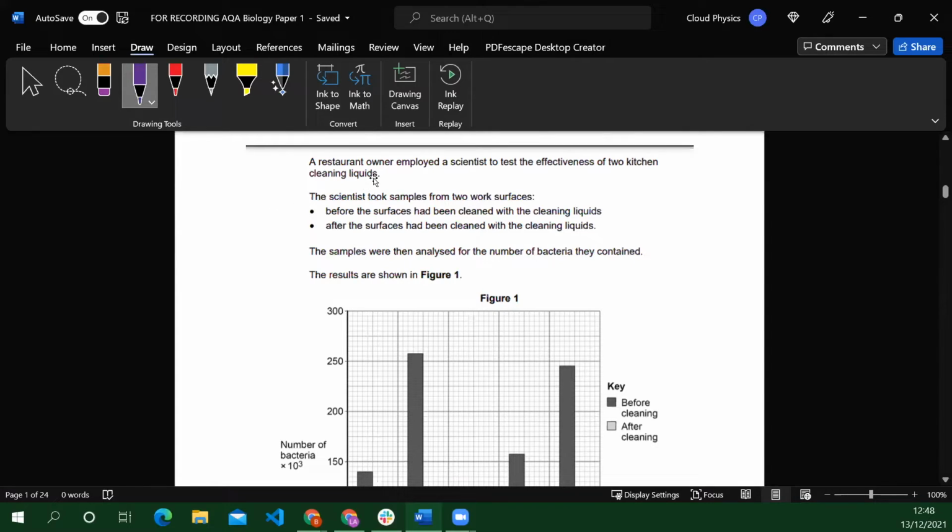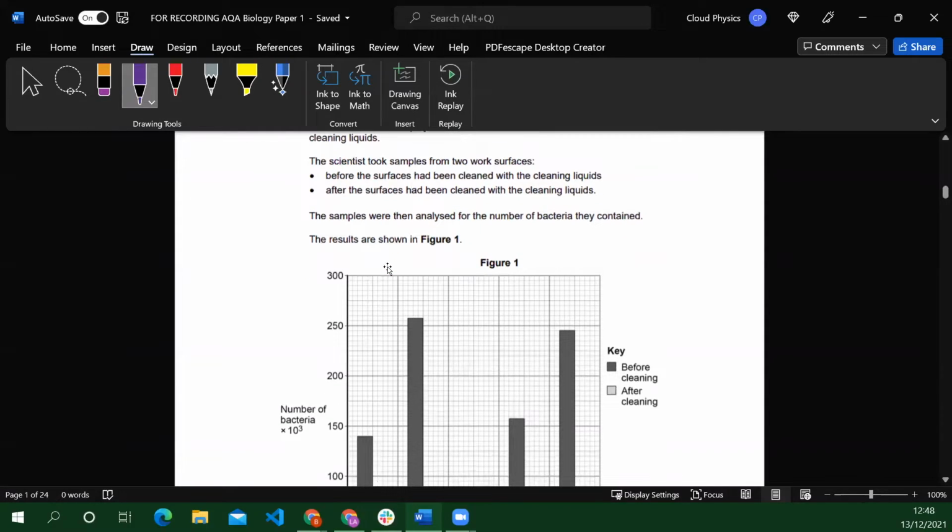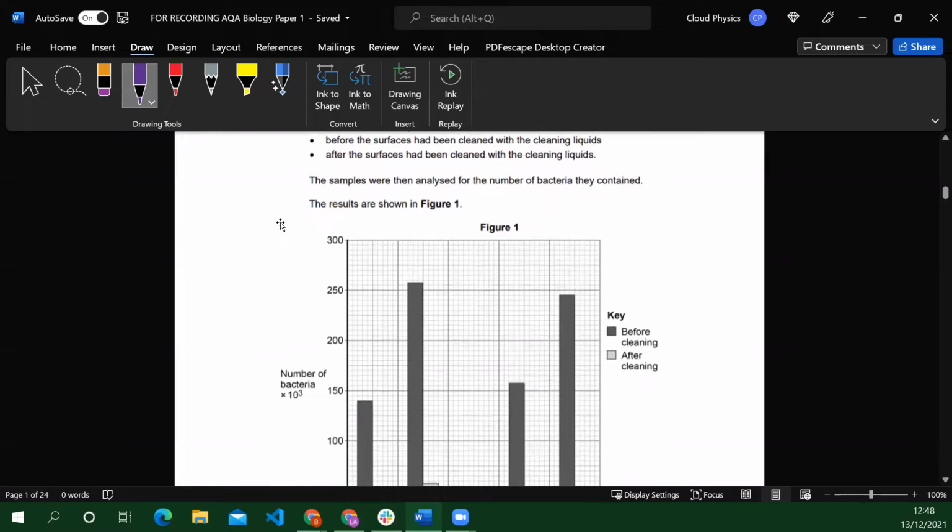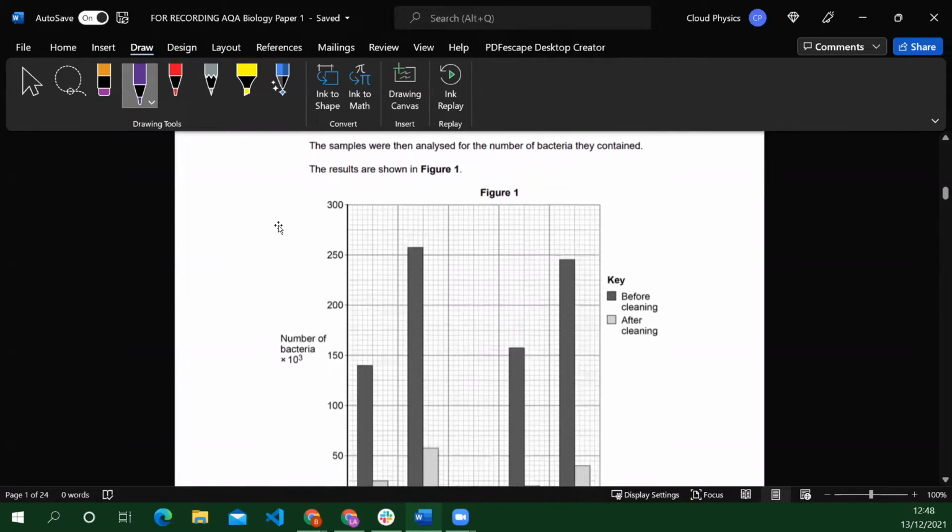So a restaurant owner employed a scientist to test the effectiveness of 2 kitchen cleaning liquids. The scientist took samples from 2 work surfaces before the surfaces had been cleaned with the cleaning liquids, and after the surfaces had been cleaned. The samples were then analysed for the number of bacteria they contained. The results are shown in figure 1.